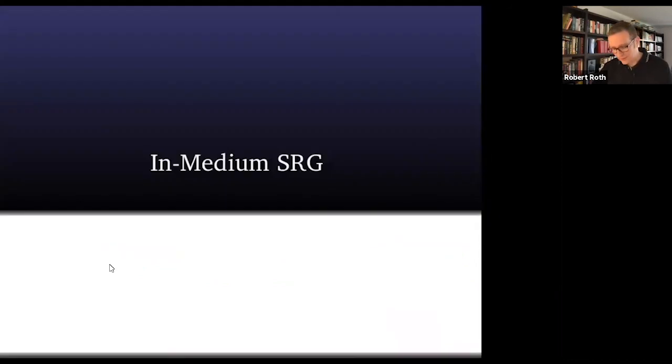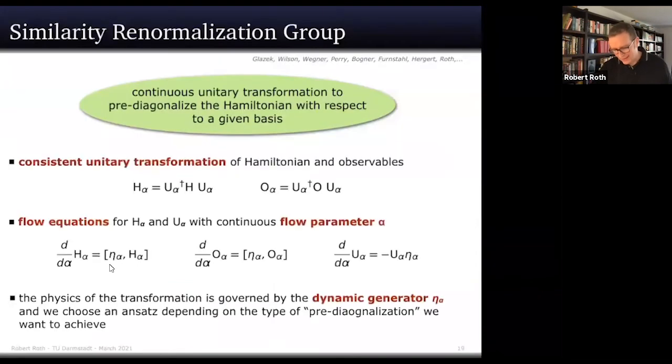Then, since I advertised it, in-medium SRG. You remember this slide. It's exactly the same as in yesterday's lecture, this is a one-slide summary of what the similarity renormalization group is in general terms. A unitary transformation of the Hamiltonian written in the form of such a flow equation with a generator eta, which you have to design to achieve the way of decoupling that you would like. This is extremely general. We used it so far in what is called the free space SRG evolution with this kinetic energy generator that I discussed.